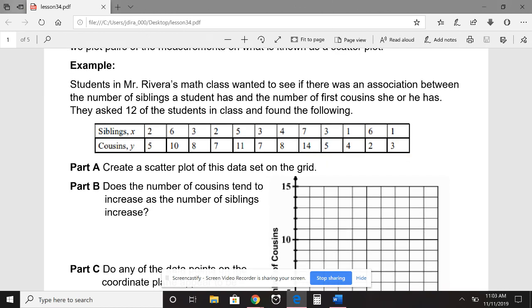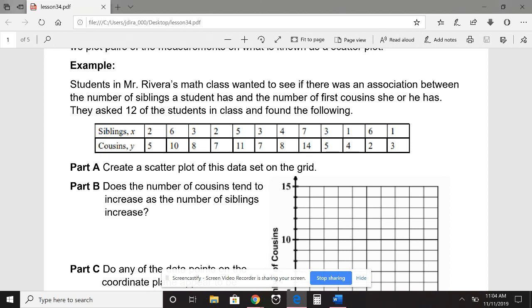In today's lesson, we're going to be looking at scatter plots and lines of best fit of those scatter plots. So in this first example, it says students in Mr. Rivera's class wanted to see if there's an association between the number of siblings a student has and the first cousins she or he has. They asked 12 students in the class and found the following. So they have that data set down there.